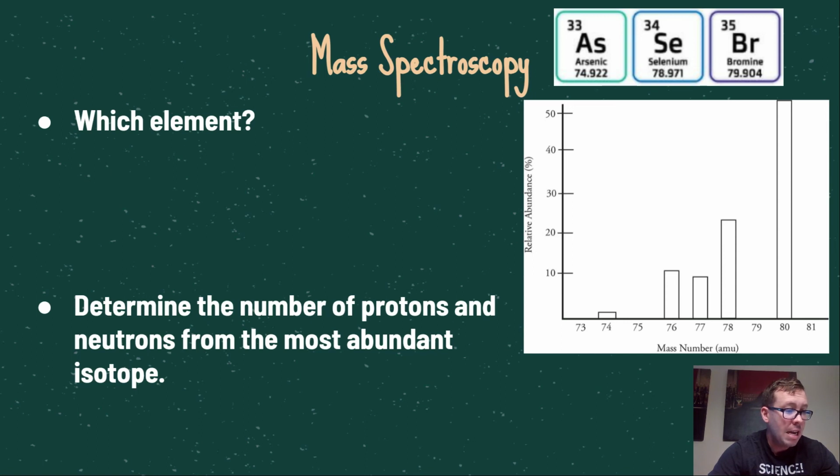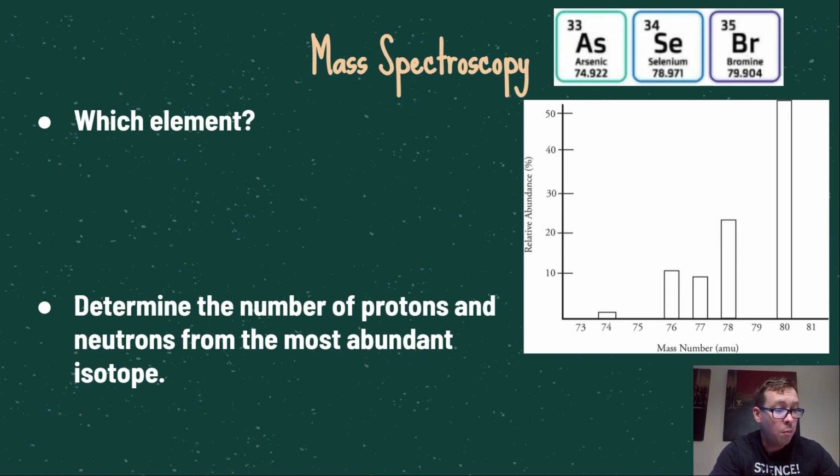And what I find is really three elements that this could possibly be. This could be arsenic, 33 on the periodic table, which has an average atomic mass of 74.92. Well, if I look at that graph here, it's not going to be arsenic, because if I look at those weighted averages, most of the abundance is with a mass number of 80 and 78. So I know it's going to be significantly higher than 74.